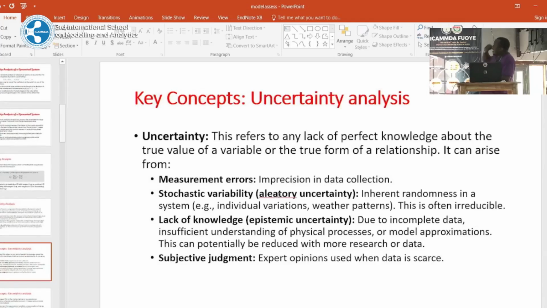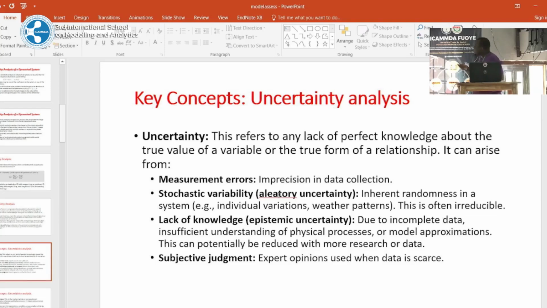Now, what are the key concepts in uncertainty analysis? This refers to any lack of perfect knowledge about the true value. Like, I don't have perfect knowledge. My domain knowledge about the parameter is weak. I don't know, maybe because of lack of data, of a true variable or the true form of a relationship.